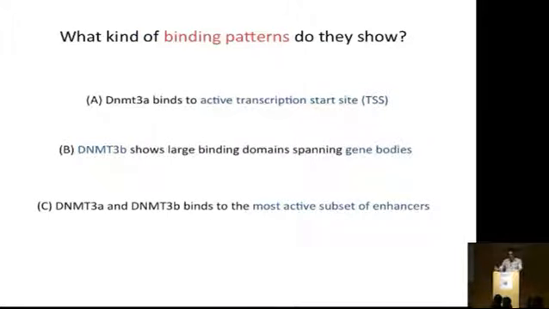But what kind of binding pattern do they show? DNMT3a binds to active transcription start sites. DNMT3b instead shows large binding domains spanning gene bodies, and both proteins, DNMT3a and DNMT3b, interestingly bind to the most active subset of enhancers.